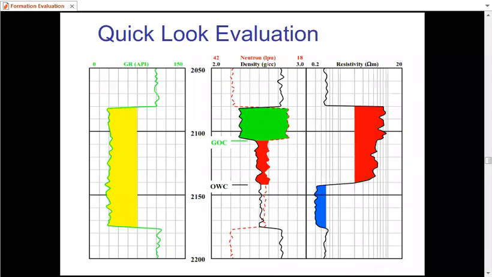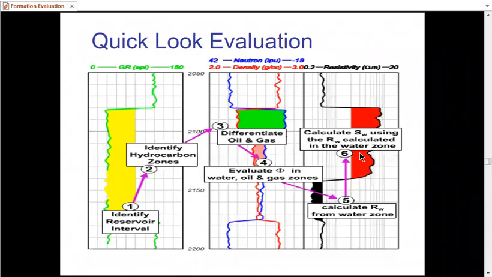So when we are dealing with the quick log evaluation, we will go through these 4 steps to be able to evaluate the formation and to compute all parameters we need in the formation evaluation process. This is an actual log showing the gamma ray log, the neutron density, neutron in blue color and density in red color, and also the resistivity in ohm meter in this area of the log.